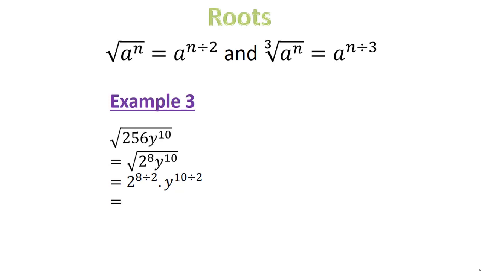Therefore, we have 2 to the power of 8 divided by 2 is 4, times y, 10 divided by 2 is 5. Lastly, 2 to the power of 4 is 16, y to the power of 5.